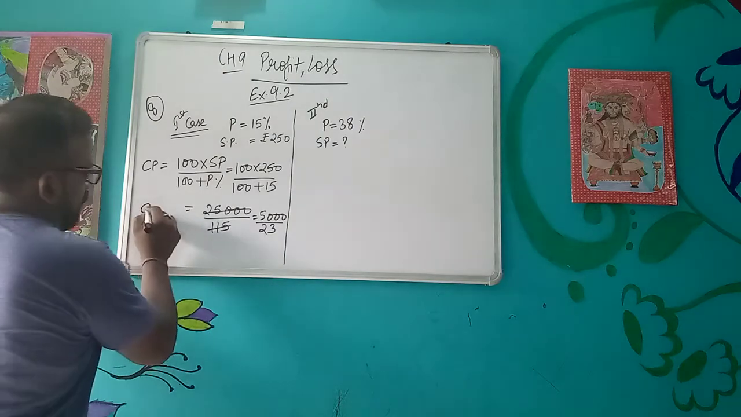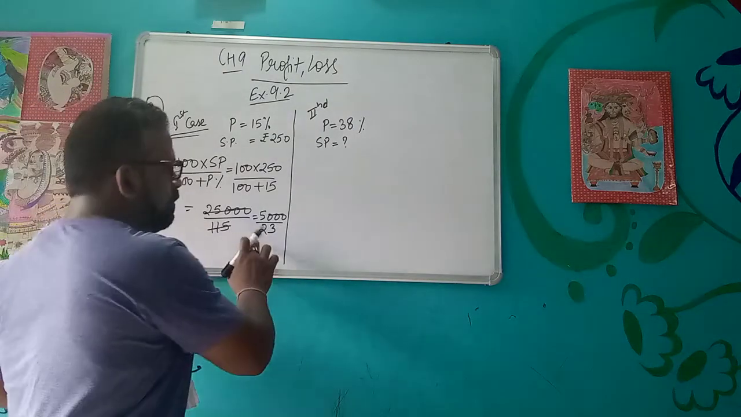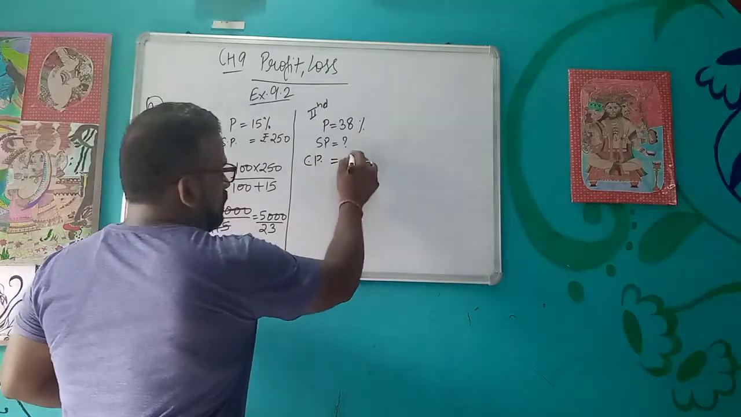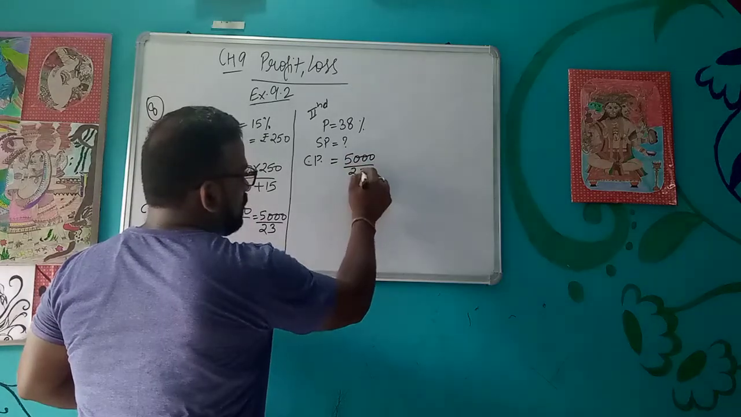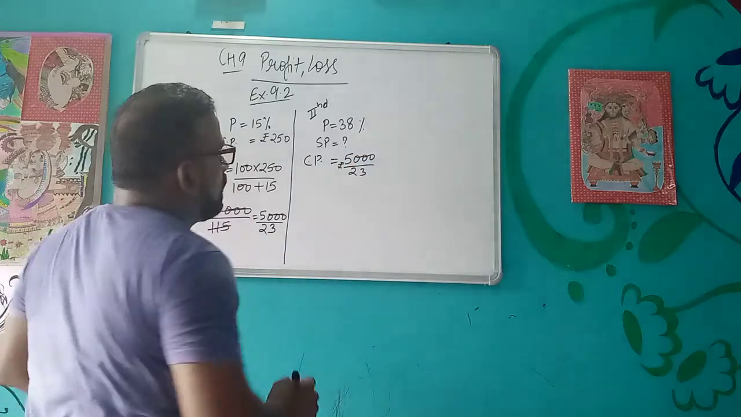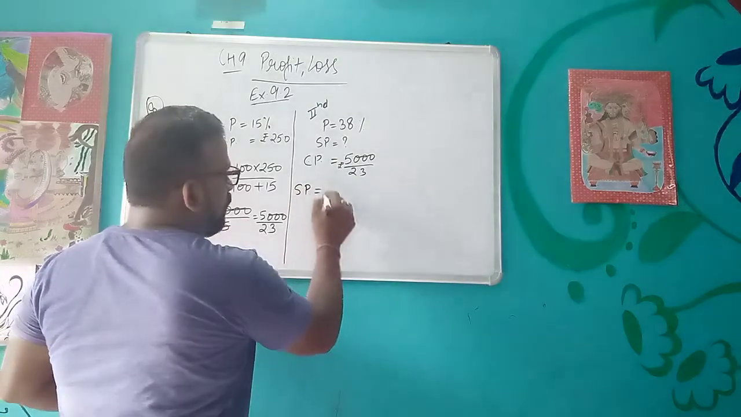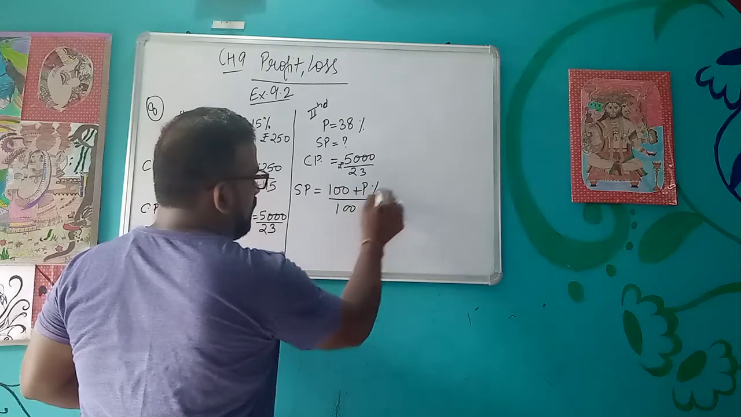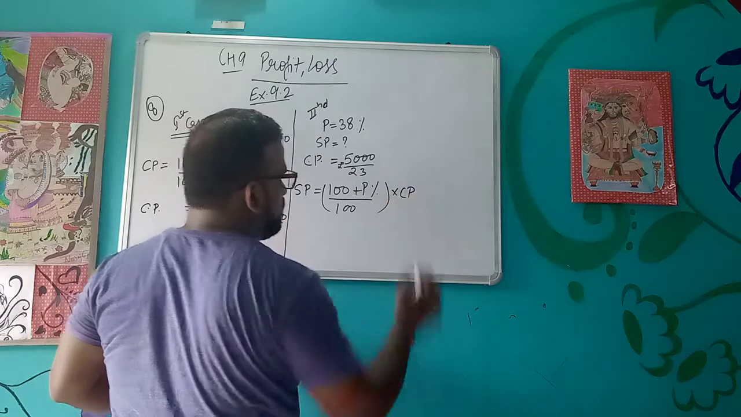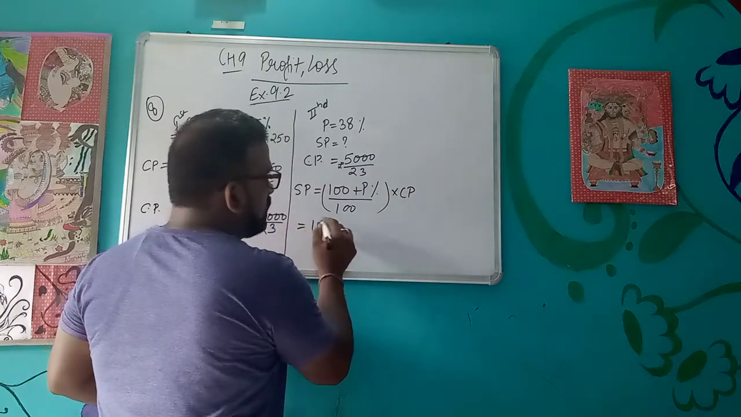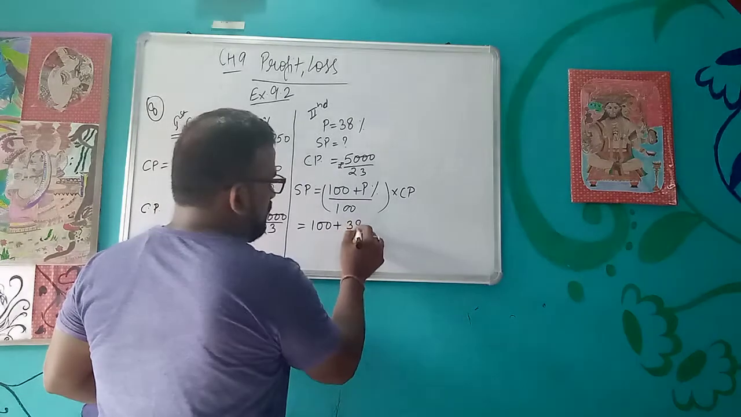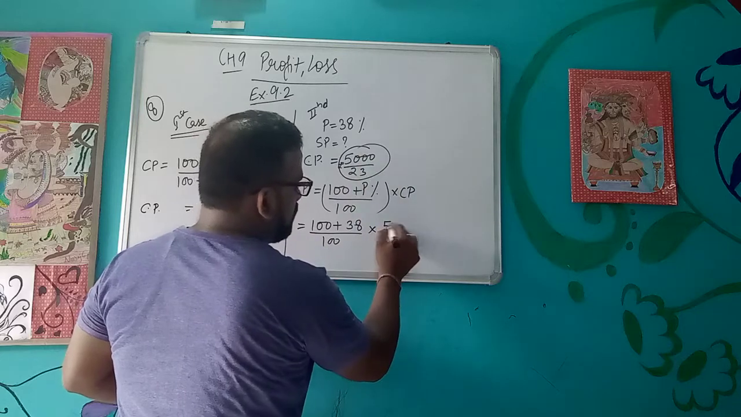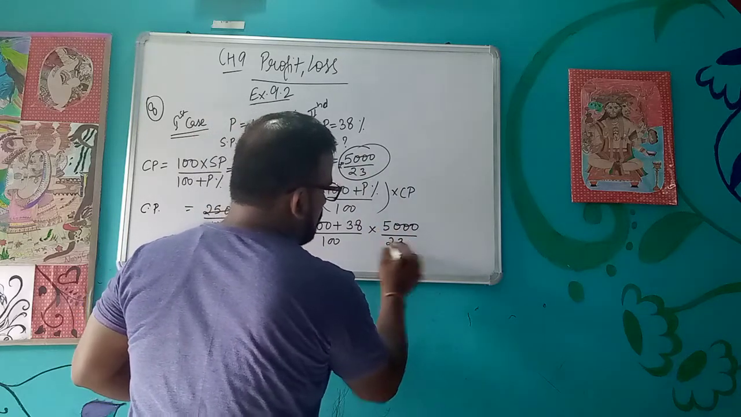Okay, now we have calculated the cost price. Now we will use this cost price to calculate the selling price for this part. That means our cost price will become 5000 upon 23 rupees. Okay, this we will use. Now we will calculate SP. So what was the formula of SP? 100 plus P% upon 100 into CP. So 100 plus 38 upon 100 into CP, we will use this, that is 5000 upon 23.